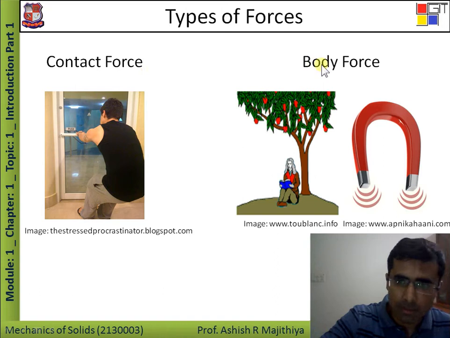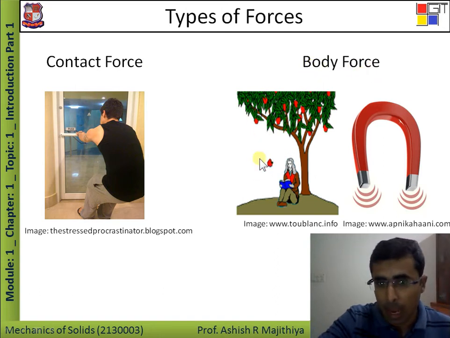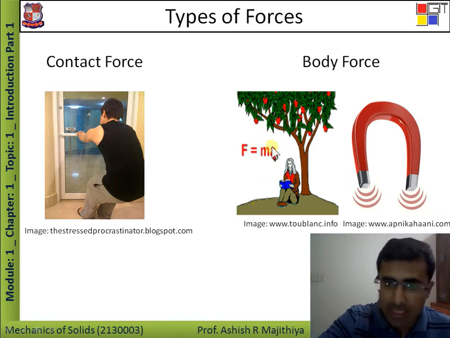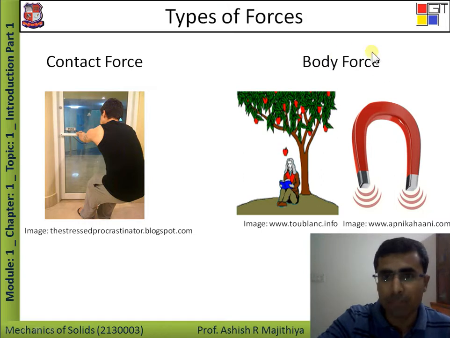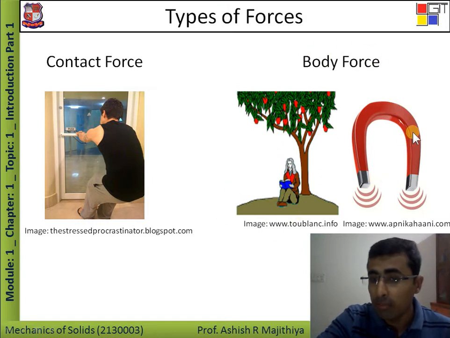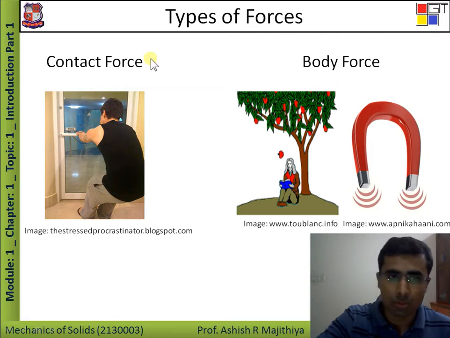And if there is no physical contact between two bodies, like this apple and the floor, there is no physical contact, still the force is acting. It is a gravitational force, so it is called body force of the earth. And second is magnetic force. Again, in magnetic force there will not be any physical contact between two bodies, still the force will be there. So forces have been classified into contact forces, which require contact, and body forces.